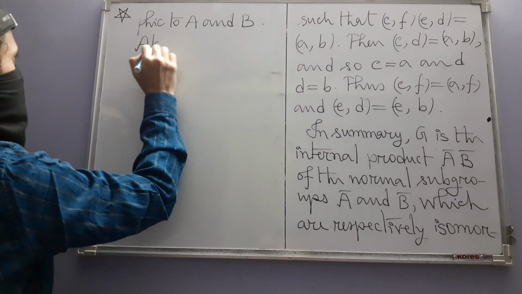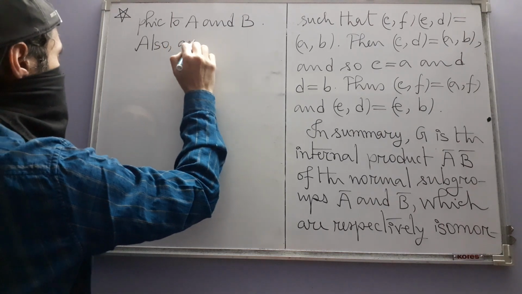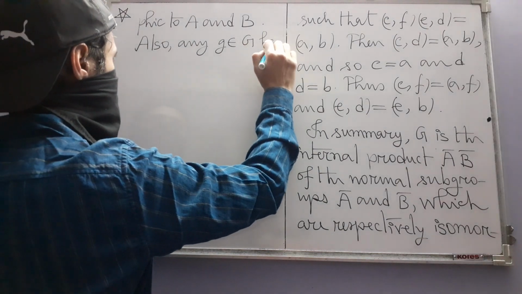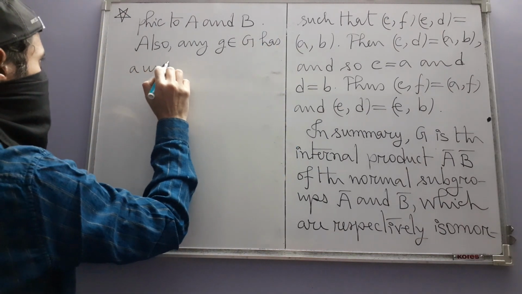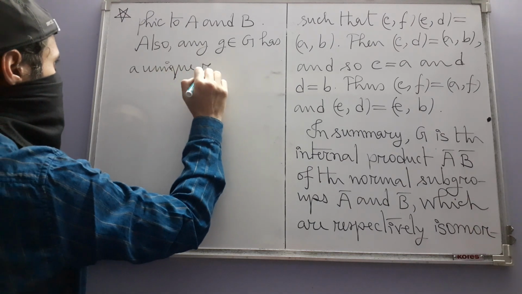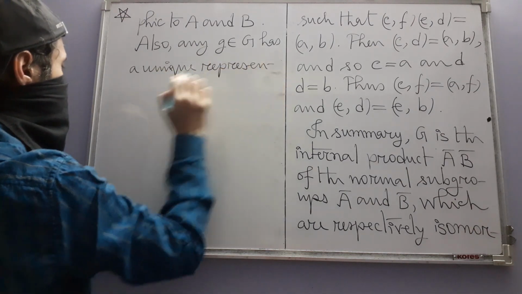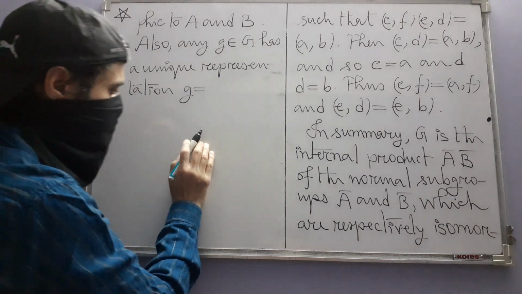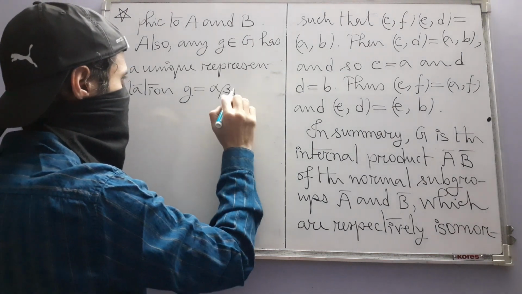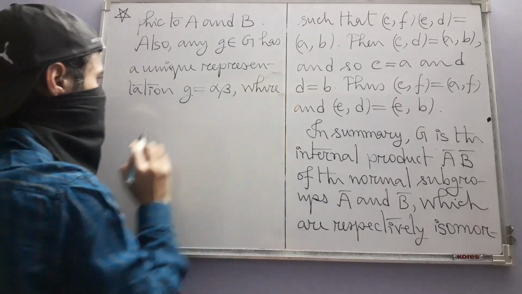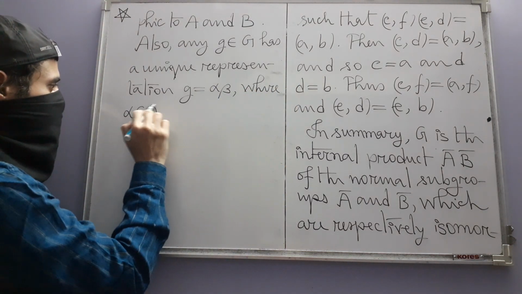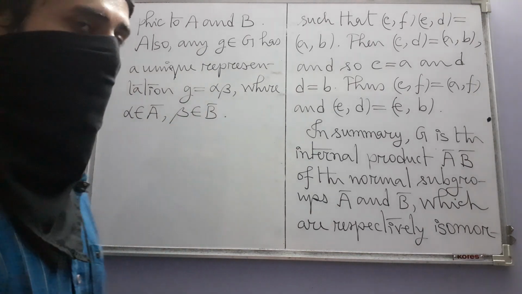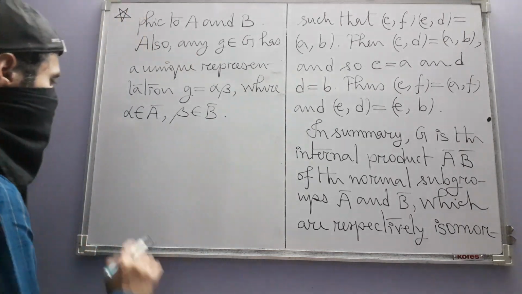Also, any element g in G has a unique representation g equal to, let me write, alpha beta, where alpha belongs to A bar and beta belongs to B bar. And now let us go to the general finite case.